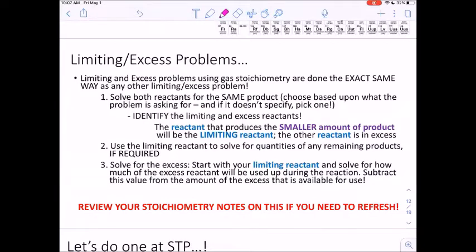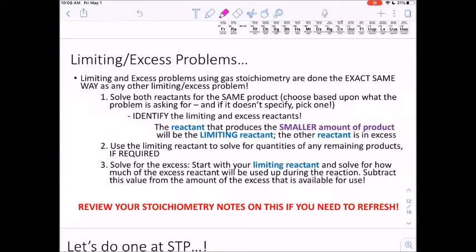So what we're saying with a limiting and excess problem is that if I'm starting with this amount of the first reactant and this amount of the second reactant, which one's going to run out first? To figure that out, you need to figure out how much each of those reactants can produce of the same product. The one that produces less product is the one that's going to run out first, and then that's going to be our limiting reactant because it limits the amount of the product that we can actually produce. You don't need to solve for both products because if it's going to run out first, it's going to produce less of both of those products.